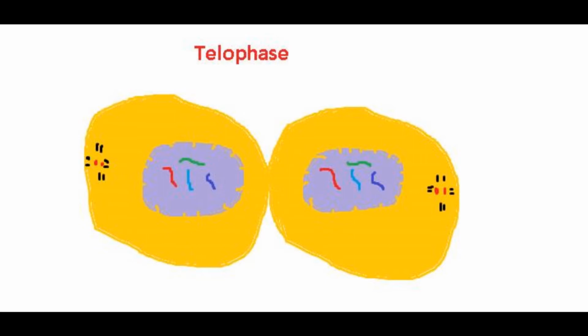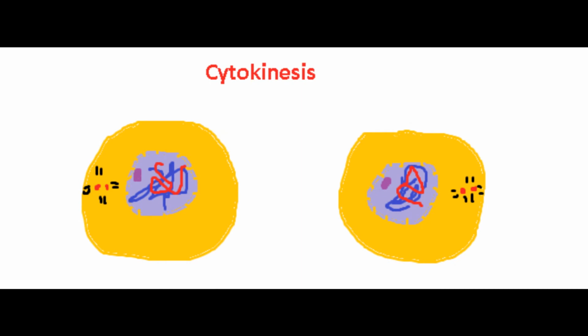And in telophase, what happens here is the chromosomes arrive at the poles and begin to relax. Then two new nuclear membranes begin to form and the nucleoli reappear. And the spindle fibers disassemble, and finally, separation and reformation of the new cells begin. And that takes us to cytokinesis.